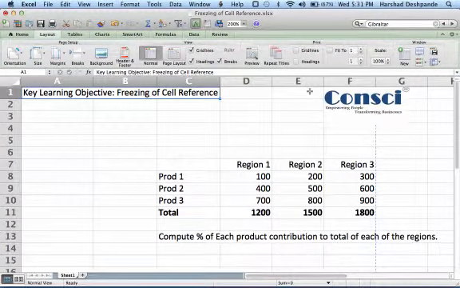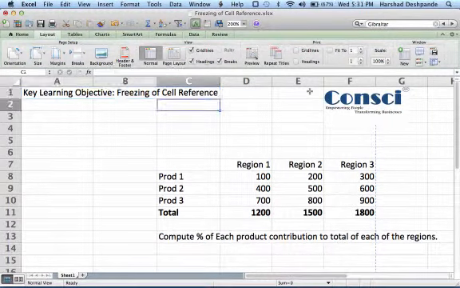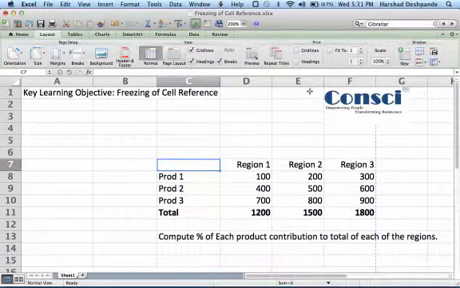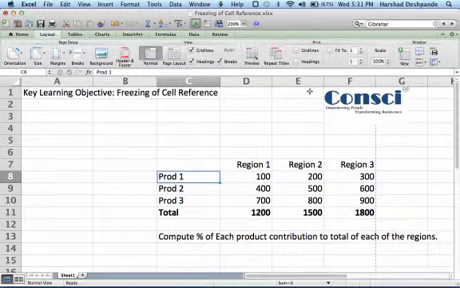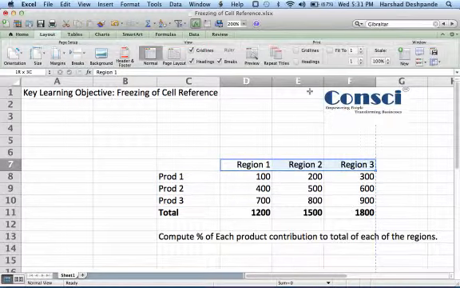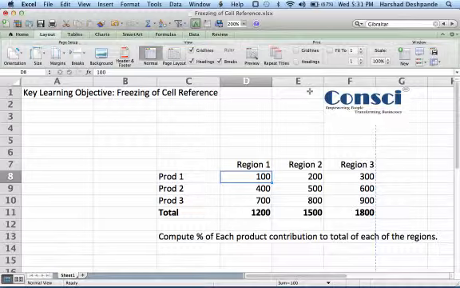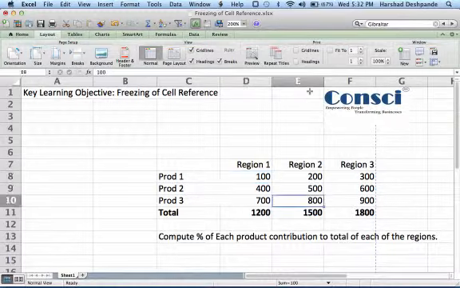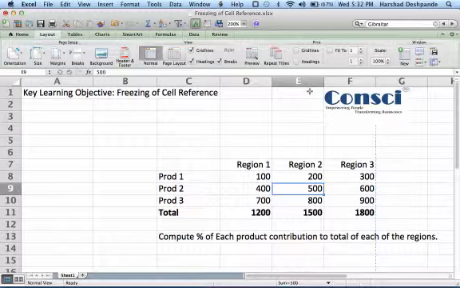Key learning objective: freezing of cell references. Now, let us consider this is some revenue detail of a company. The data shows the numbers across three product categories and across three regions. So 100 is the revenue across region 1 given by product 1. 500 is the revenue given by product 2 in region 2, so on and so forth.